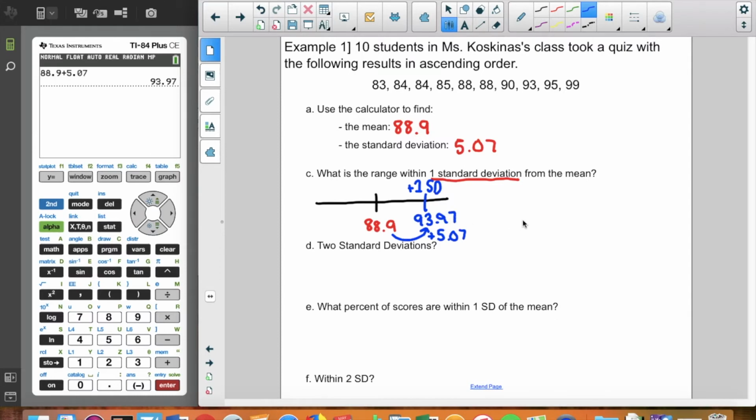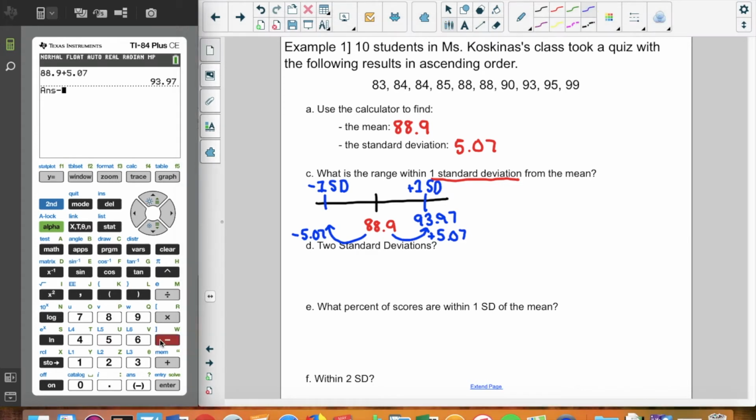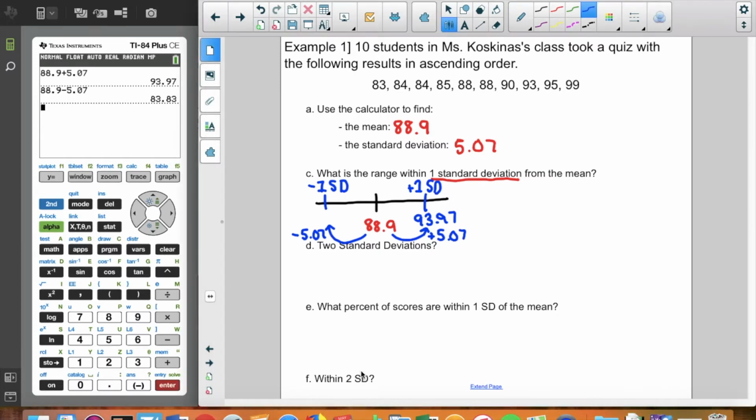Now to get to the other way, which is -1 standard deviations, because when it says within 1 standard deviation, it means both sides. We have to then subtract 5.07. So here we have to subtract 5.07 from 88.9, and we get 83.83.